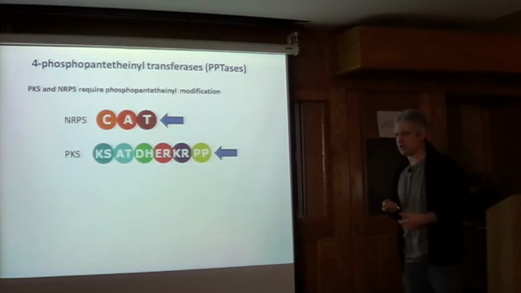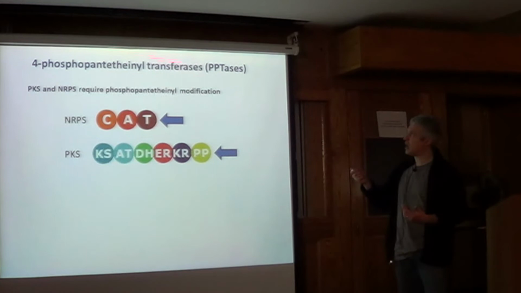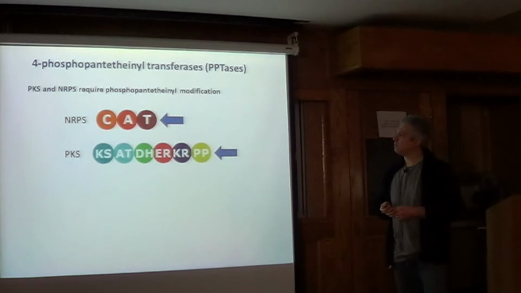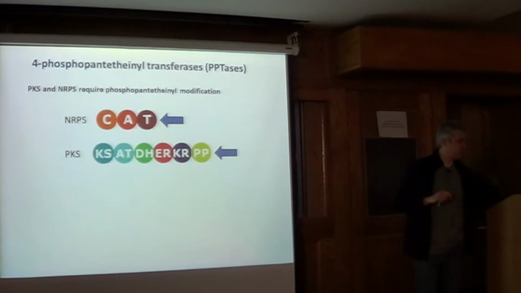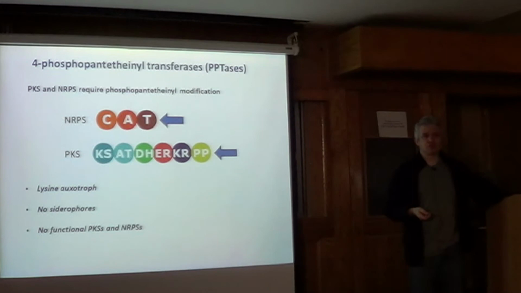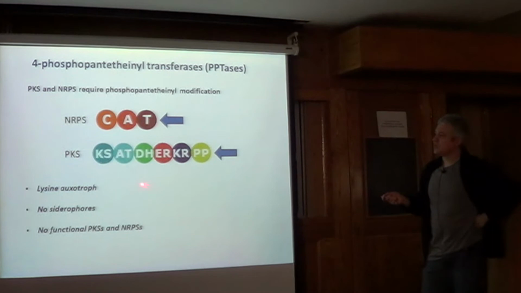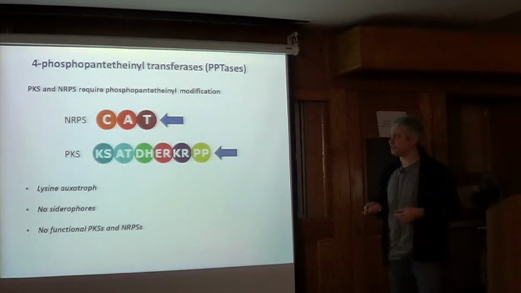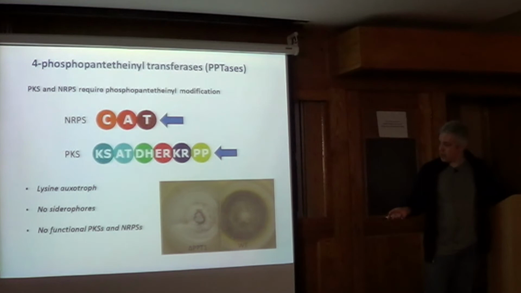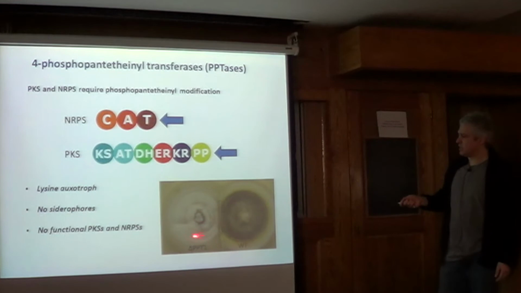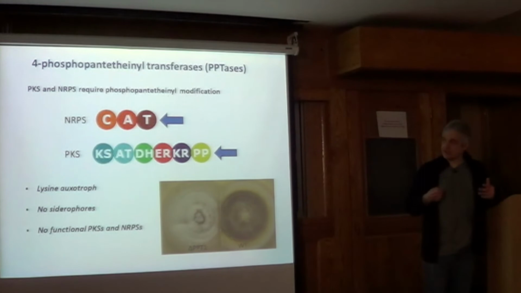So once you remove the right phosphopantetheinyl transferase, basically, all the NRPS and PKS are not functional. Also, what you have is lysine auxotrophy. Basically, the fungus is not able to synthesize lysine. They don't produce siderophores. And as I said before, the secondary part of the secondary metabolism is gone. And here, how does the PPT1 mutant look? The wild type is pigmented; the mutant is completely white. That's a telltale that the knockout worked.